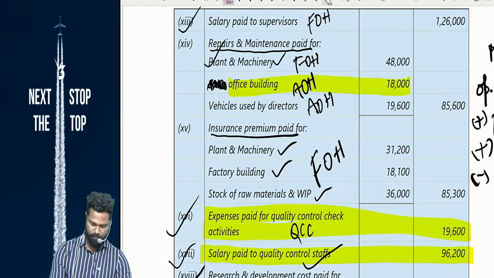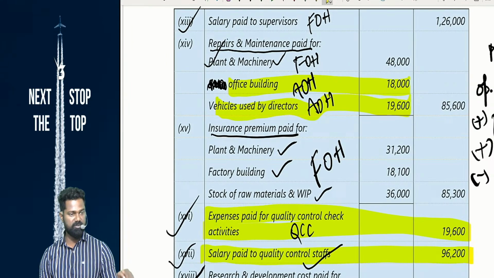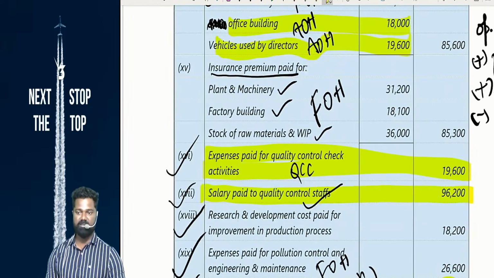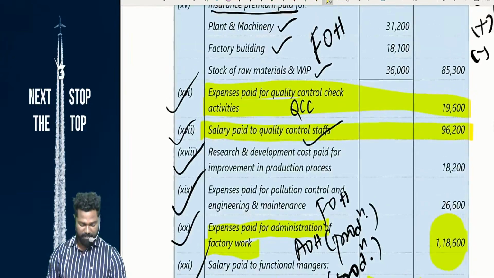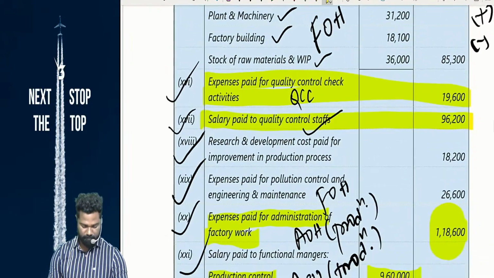So vehicle used by director also comes. Any repairs and maintenance for vehicles used by director should also come under administration. Any doubt on this? Okay, let's complete it fast. Next, all the items are done, right? Check it out. Are there any items left out?